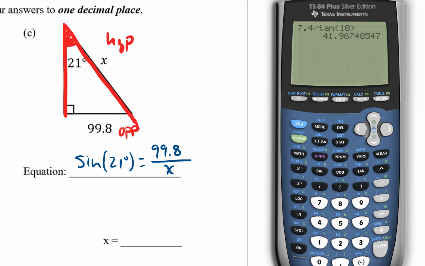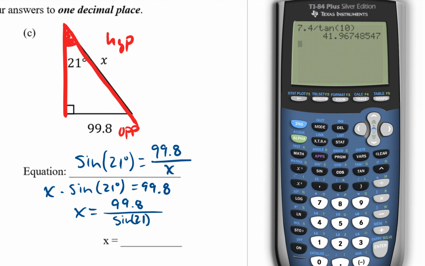Okay, so same thing popped up here. Again, I'm going to multiply both sides by x, so x times the sine of 21 degrees, and that equals 99.8. And if I divide both sides by the sine of 21, now I can write this expression that represents what x is. x is 99.8 divided by the sine of 21 degrees, and this will be pretty straightforward to find, right? So I'm just going to grab my calculator again. Clear it, and I'm going to enter 99.8, divide that by the sine, and this time it's a 21 degree angle.